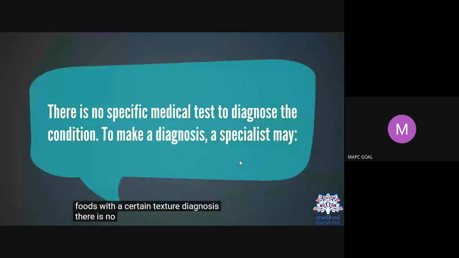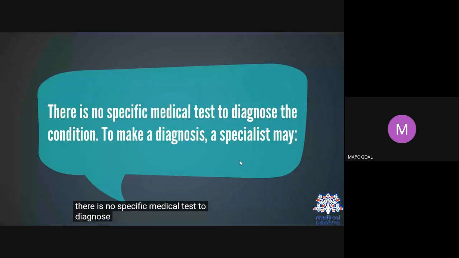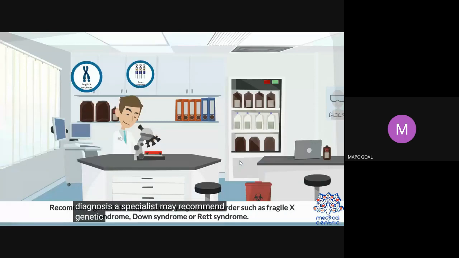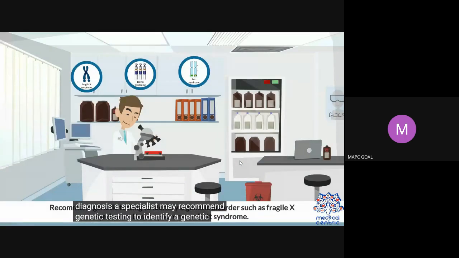Diagnosis. There is no specific medical test to diagnose the condition. To make a diagnosis, a specialist may recommend genetic testing to identify a genetic disorder, such as Fragile X syndrome, Down syndrome, or Rett syndrome.